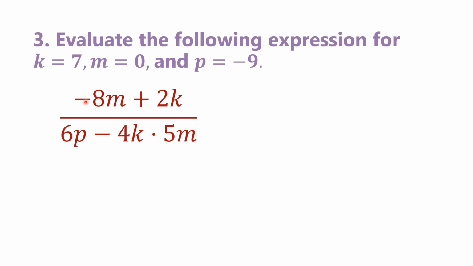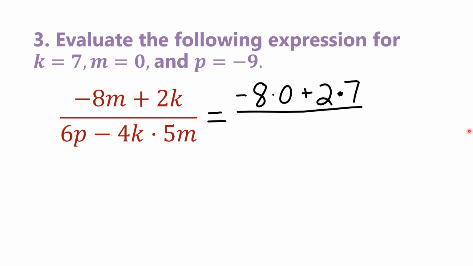All right, so let's plug in our values. M was 0, k is 7. All right, so m is 0, k is 7. So I've got those plugged in. And then in the denominator, p is negative 9. K is 7, m is 0. So that's going to be 6 times negative 9 minus 4 times 7 times 5 times 0.